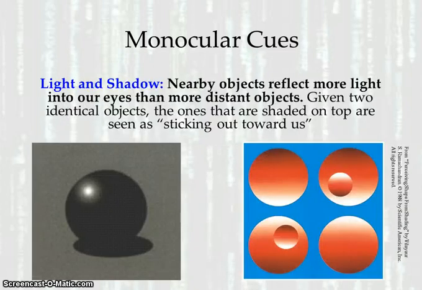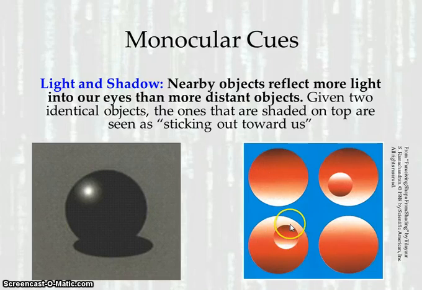We also have the light and shadow monocular cue. This says that nearby objects reflect more light into our eyes than more distant objects. And given two identical objects, the ones that are shaded on the top are seen as sticking out to us. This monocular cue basically says the dimmer something is, the farther away it appears. And shading gives us some type of depth consistency.